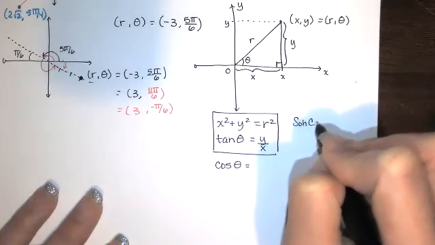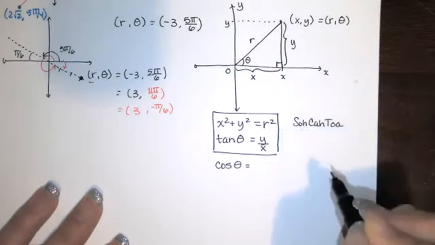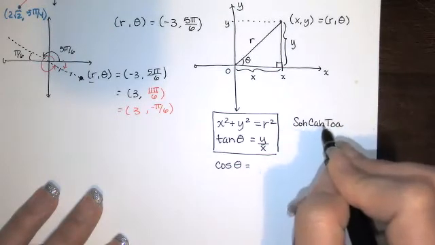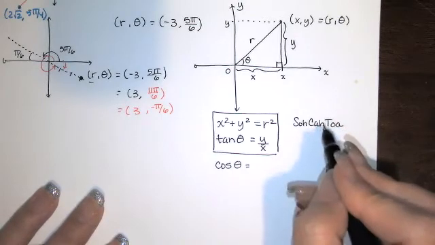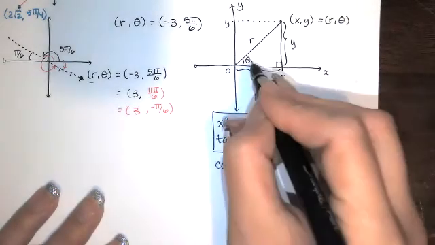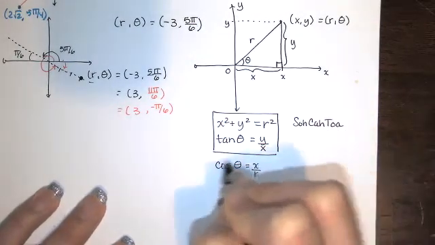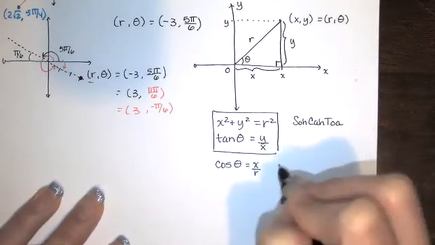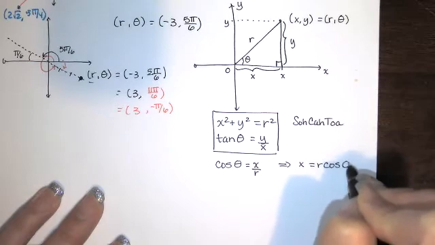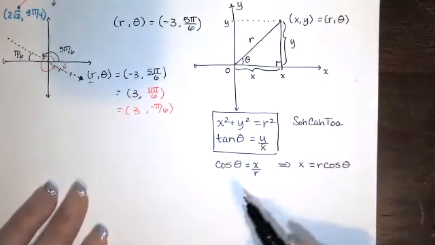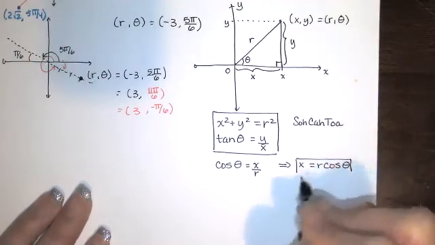Remember that old SOHCAHTOA from trigonometry class? Sine is opposite over hypotenuse. Cosine is adjacent over hypotenuse. Tangent is opposite over adjacent. So we want the adjacent side over the hypotenuse. So that's x over r. And then I can take this equation and solve it for x by multiplying both sides by r. And we find out that the adjacent side is always the hypotenuse times cosine of theta.